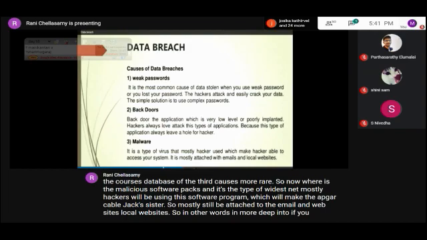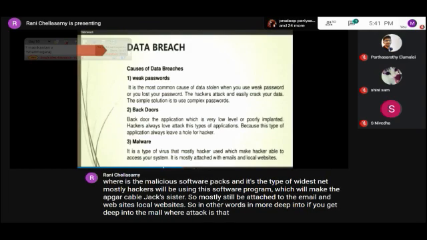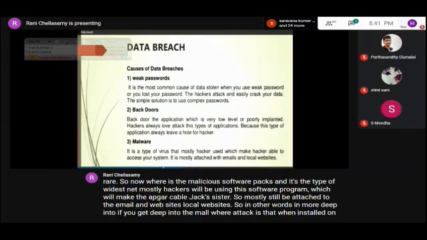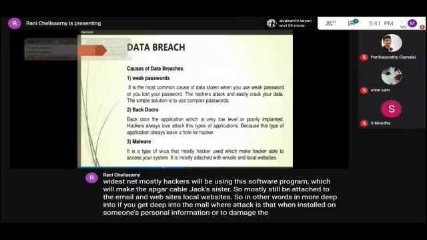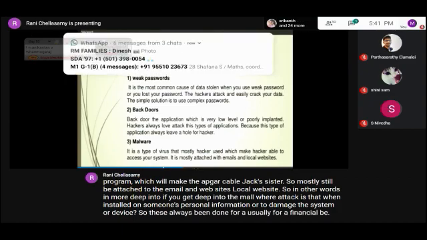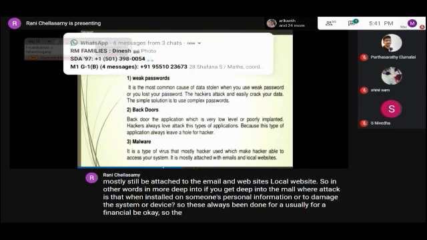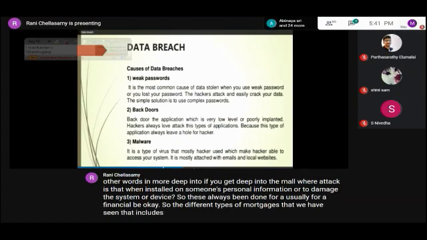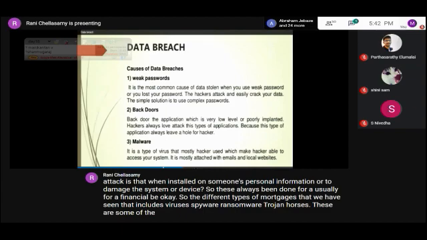If you go deeper into the malware attack, cyber criminals create malicious software and install it on someone else's device without their knowledge, to gain access to their personal information or to damage the system or device. This is usually done for financial gain. The different types of malware include viruses, spyware, ransomware, and Trojan horses. These are some examples of malware attacks.